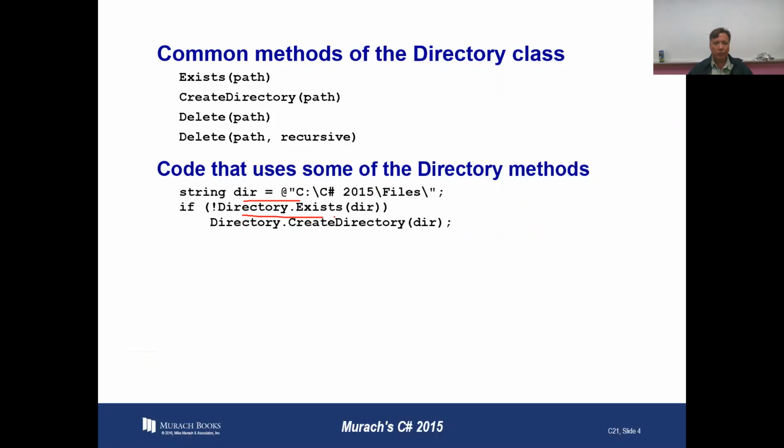So this will return a true or a false. If the directory specified by this string variable exists, it returns true. If it doesn't exist, it returns false. And then we have a not here, so if this is not true, then create it. And this is a method in this class to create this directory.